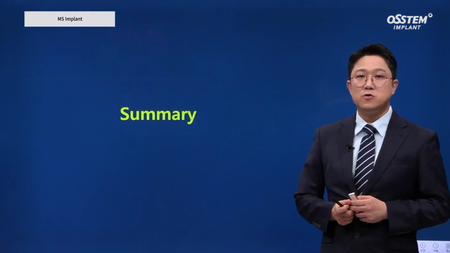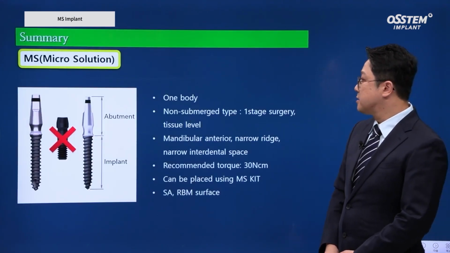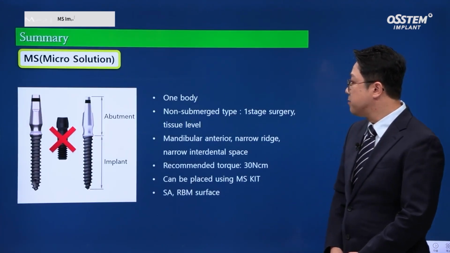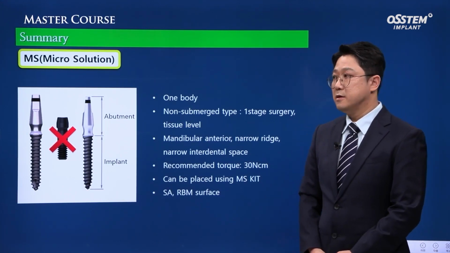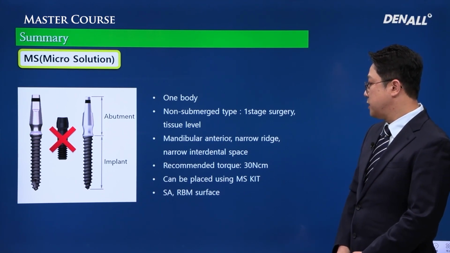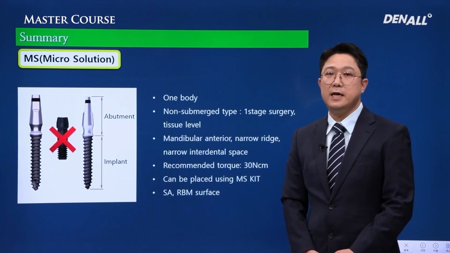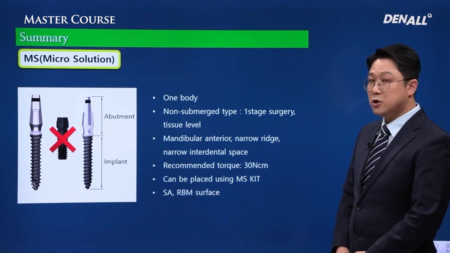Let me summarize. I've talked about the MS implant. This is a one body implant. You do 1-stage surgery and place the implant at tissue level. It can be frequently used in the mandibular anterior area. There's a dedicated MS kit. I recommend you to use this dedicated kit.